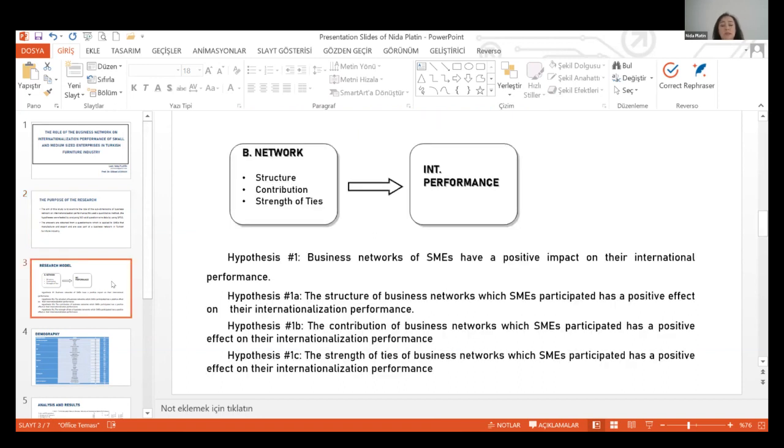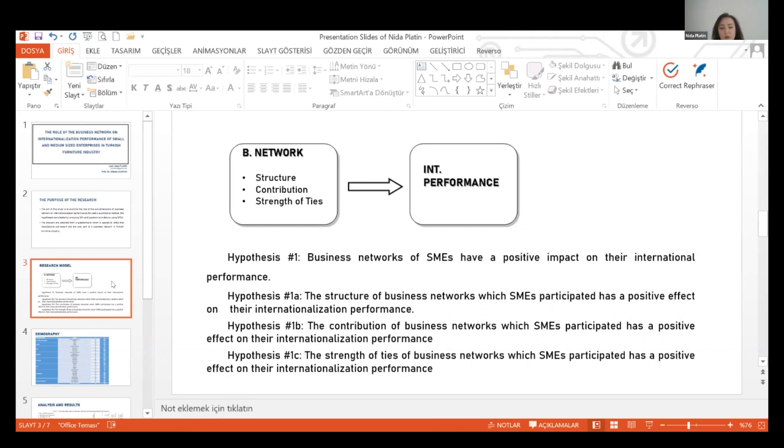This is my research model, and business network is the independent variable, and my dependent variable is internationalization performance. The main thing is that the business network in our study has 3 subdimensions: structure of network, contribution of network, and strength of ties of the network. A business network is a set of relationships that binds one firm to other firms. It can be defined as two or more interconnected business relationships, which refers to a set of links.